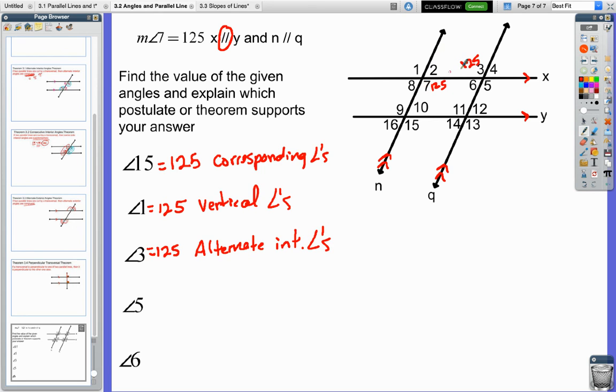We're looking at 7 and 3, we treat X as a transversal, and these two are the parallel lines. So that means 2, 7, 3, and 6 are interior angles. So they're alternate, on opposite sides of the transversal, and they're both interior angles. Good, good, good.